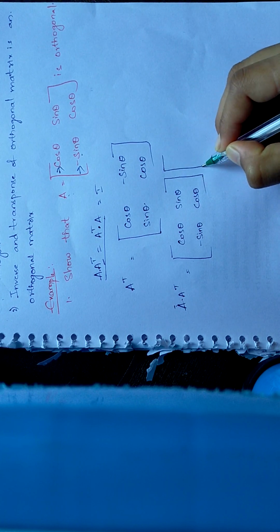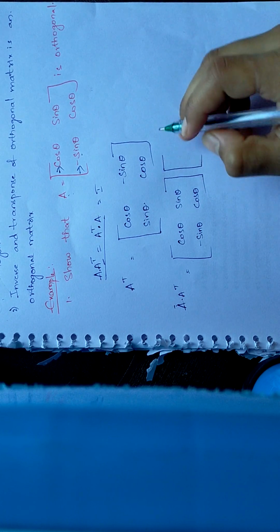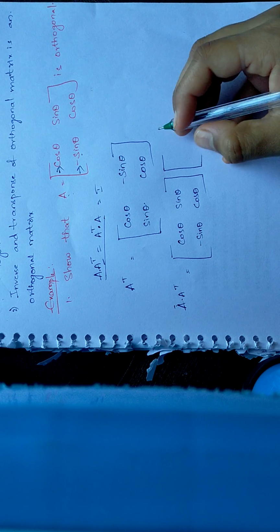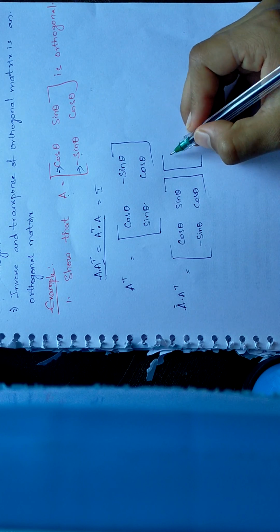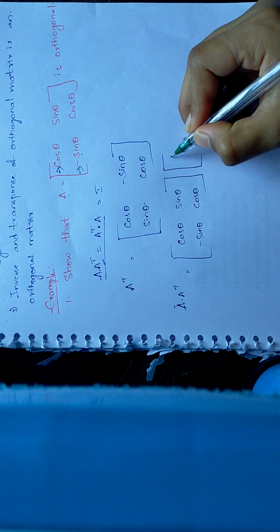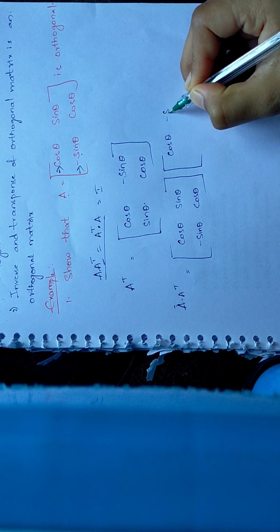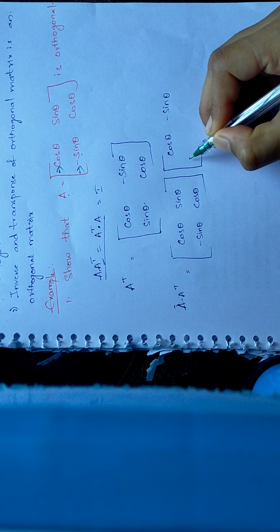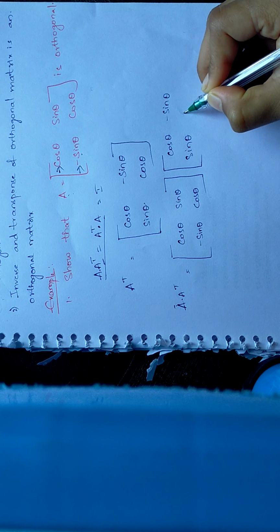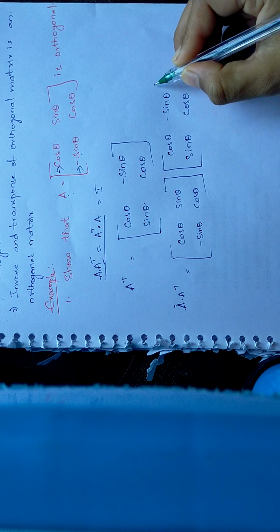So you have to know the multiplication of matrices. I'll explain it in this sum only. If you know it in prior, that's very easy. Then write A transpose: cos theta, minus sin theta, and then cos theta. Okay.